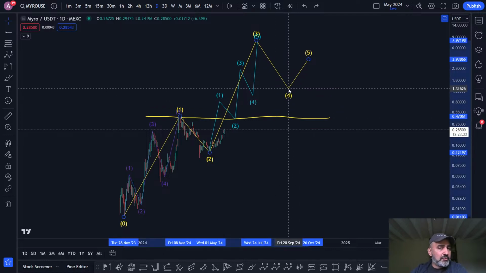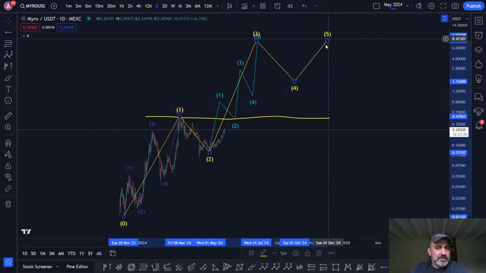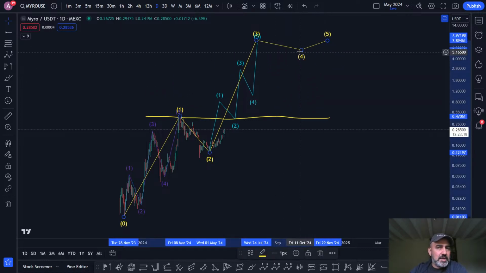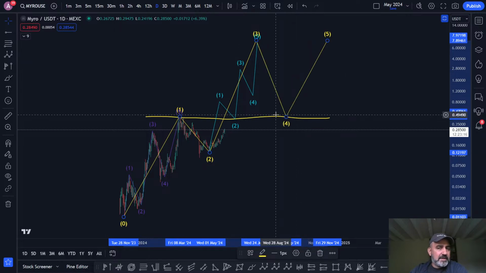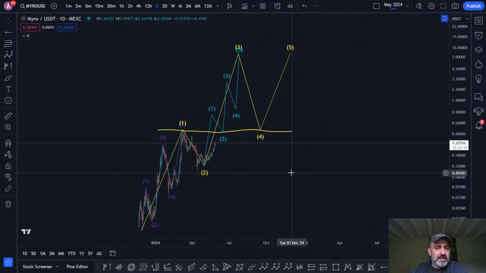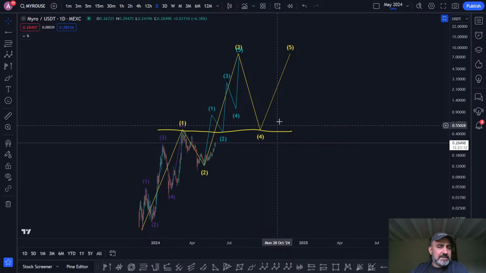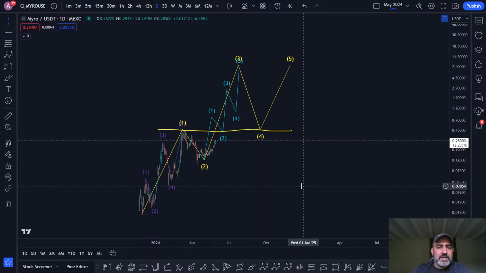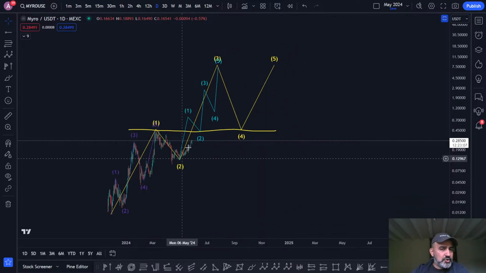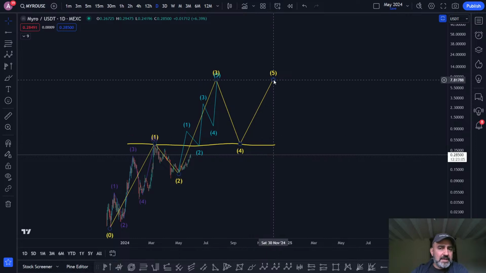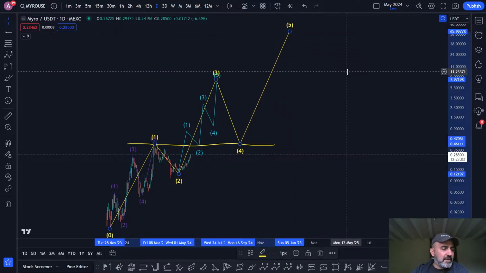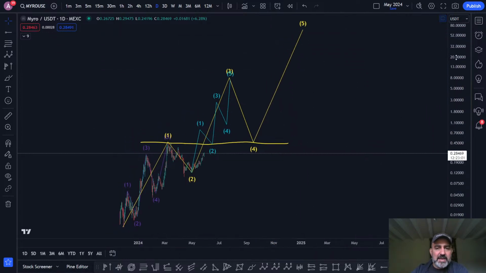Now the 4 can correct. It could be flat. It doesn't have to be deep. It could be like there. But it can't come underneath there. That's your line in the sand for this whole thing to be correct. And then you have your wave 5. As long as the wave 3, this yellow wave 3, is not the shortest, then the wave 5 can be as big as you want.